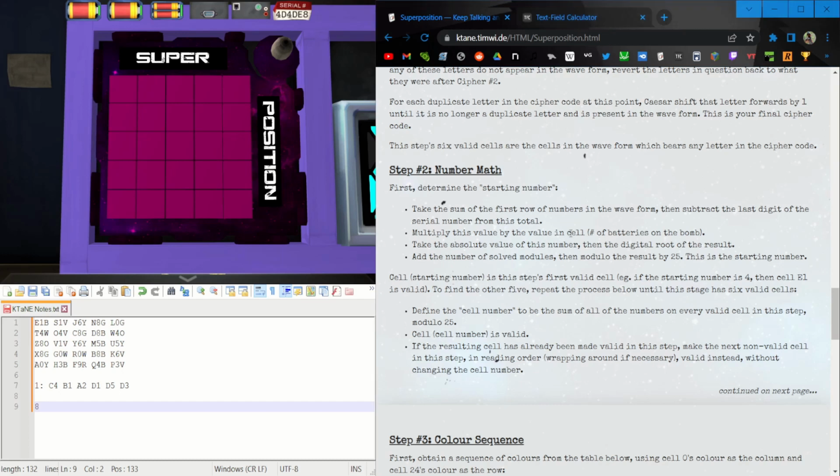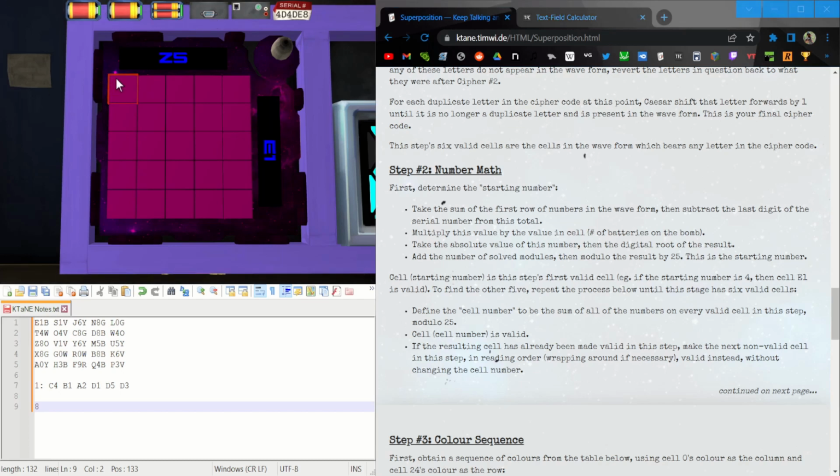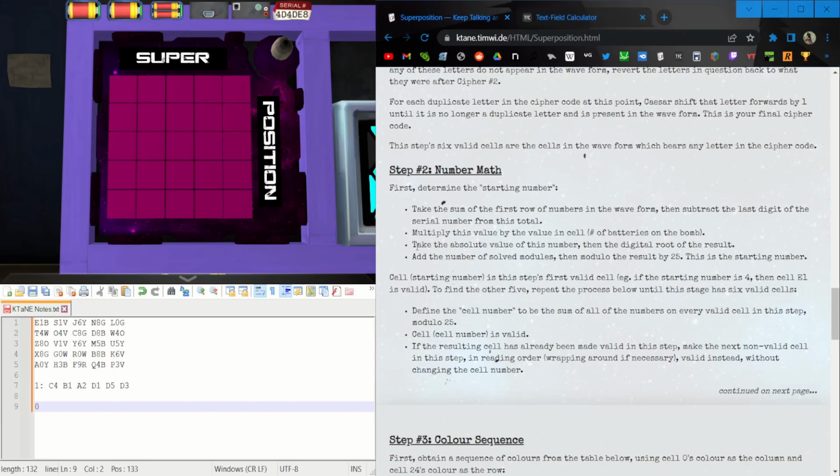Then multiply this value by the value in the cell that is corresponding to the number of batteries in the bomb. We have 1, 2, 3, 4 batteries, so the cell 1, 2, 3, 4. The number here is 0 for this one right here. So we multiply it by 0 and we get 0. Take the absolute value. So you are able to get negatives, since assume like if they were all ones and the last digit was like 9 or something.